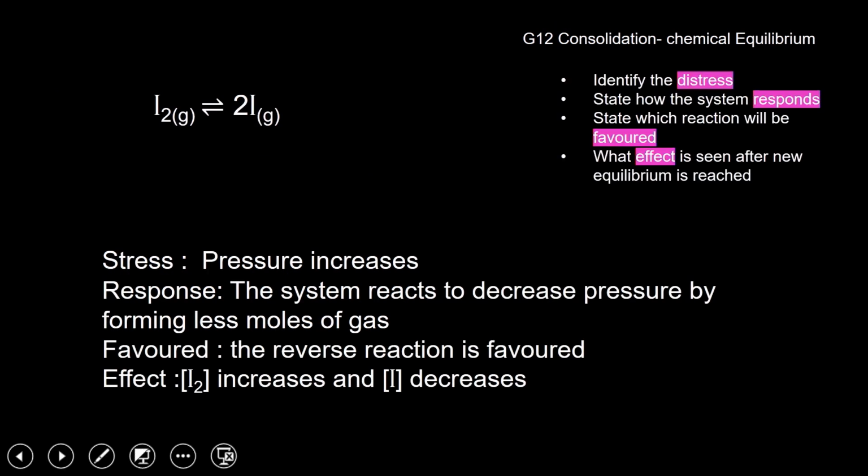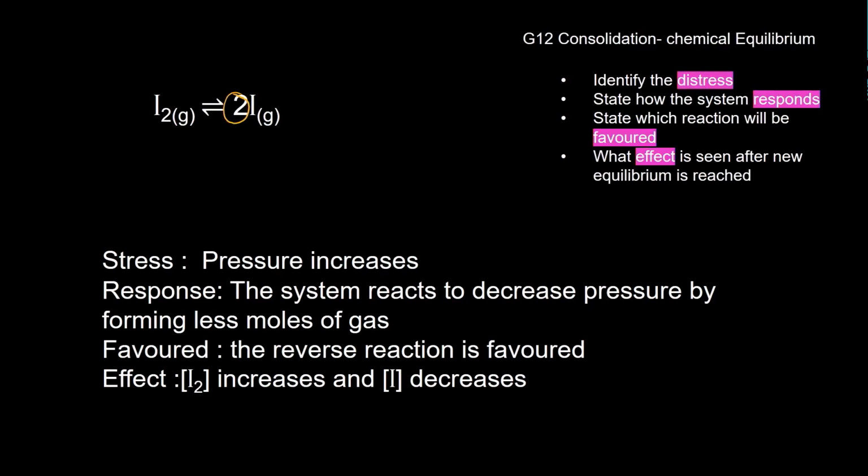So let's put what we have just spoken about into words. So we've said that with an increase in pressure, the system is going to try and alleviate the number of moles. And so we're moving from 2 moles to 1 mole, and so the equilibrium is going to shift in that direction. What is the stress?